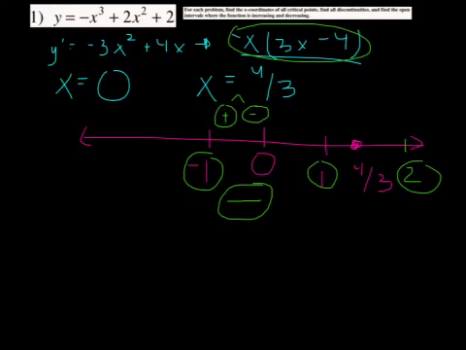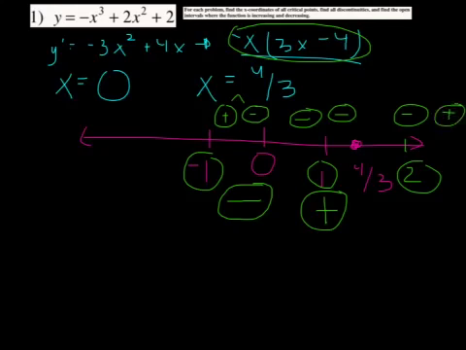For the second interval, it would be, let's see, 1, the first part would be a negative, and the second part would still be a negative. So negative times a negative is a positive. And then the last sign that we're looking for, we plug in 2, so the first part will be a negative, and the second part will be a positive. So positive plus the negative equals negative.